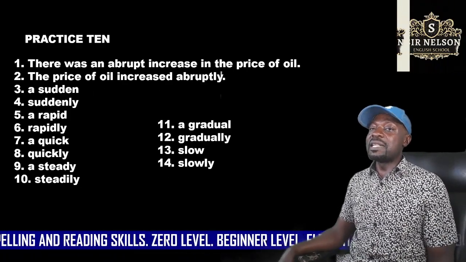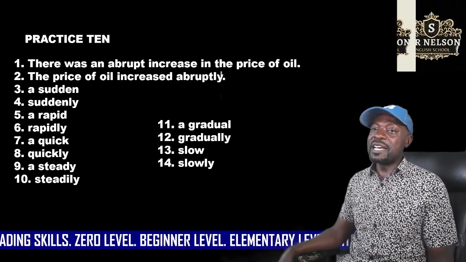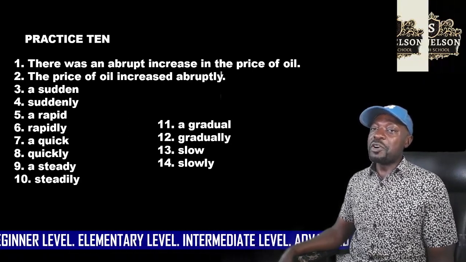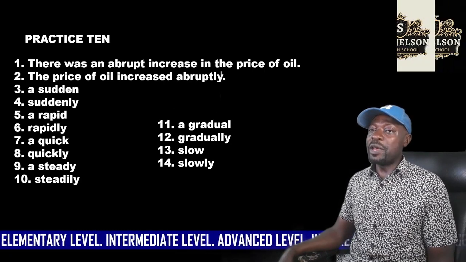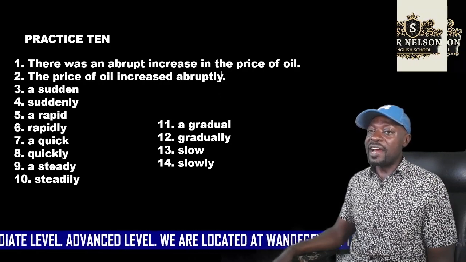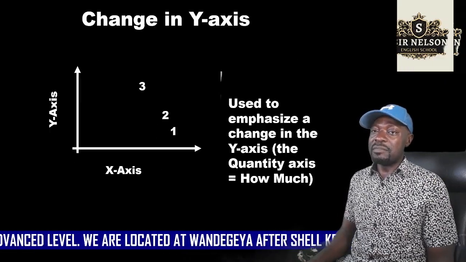Sentences. There was an abrupt increase. Abrupt is an adjective, increase is a noun. Number 2, the price of oil increased abruptly. Here we are using a verb and adverb. Follow the example and you try the rest of the numbers.